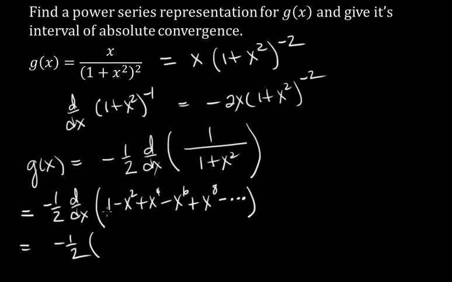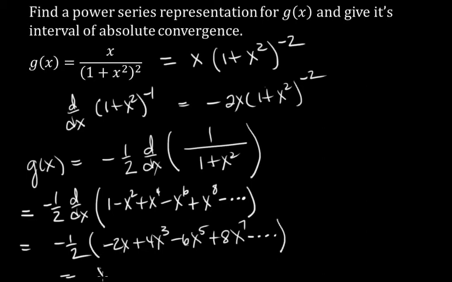All right, so differentiating, the first term disappears and we have minus 2x plus 4x cubed minus 6x to the 5th plus 8x to the 7th minus, and so on. Now dividing by minus a half, when I multiply by minus 1, it's going to change all the signs of the terms, and then divide by 2, so I'll have plus x minus 2x cubed plus 3x to the 5th minus 4x to the 7th, and so on. And that's your answer. Now, if I did it all using summation notation, that's fine too.